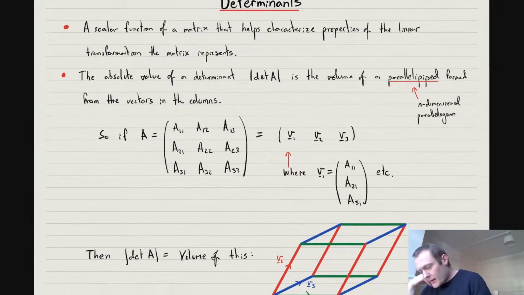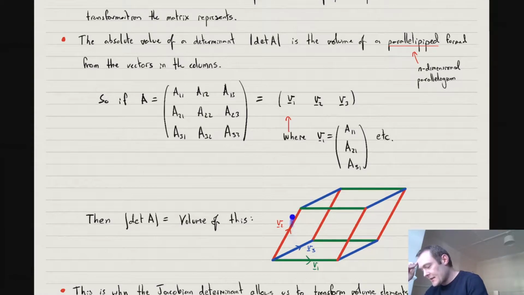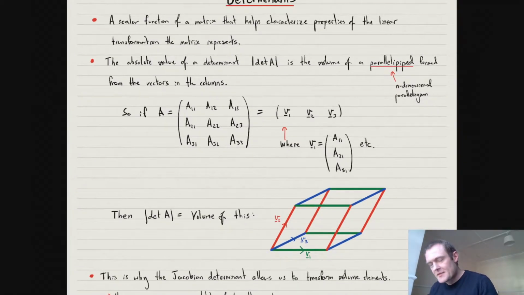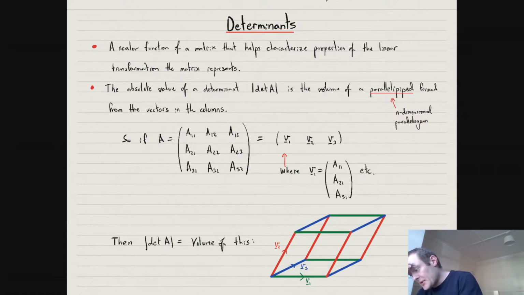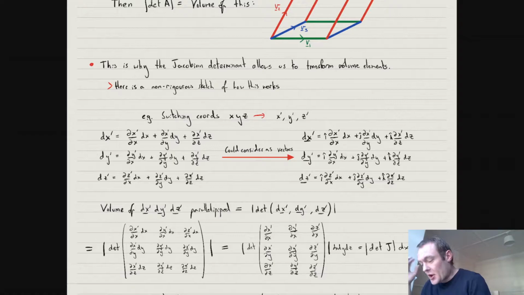So the determinant is the volume that you would find inside the parallelepiped if the vectors that define the edges, so here I've got a 3D one, so three vectors, v1, v2, v3, were the columns in the matrix. So behind everything, that's what the determinant is actually telling us. It's to do with the volume of the space and the transformation that the matrix is describing. So this is why the Jacobian determinant allows us to transform between volume elements.